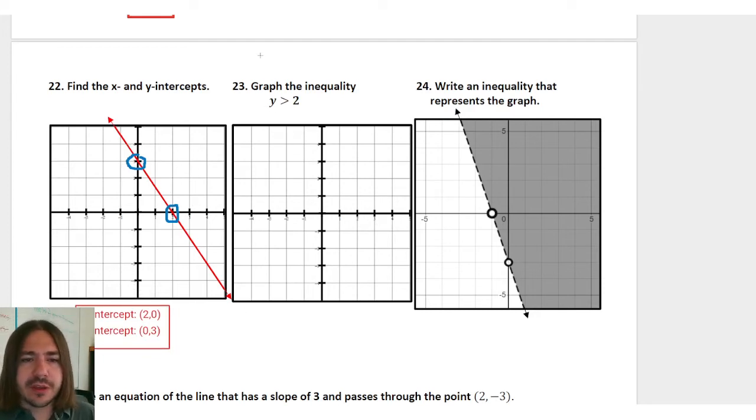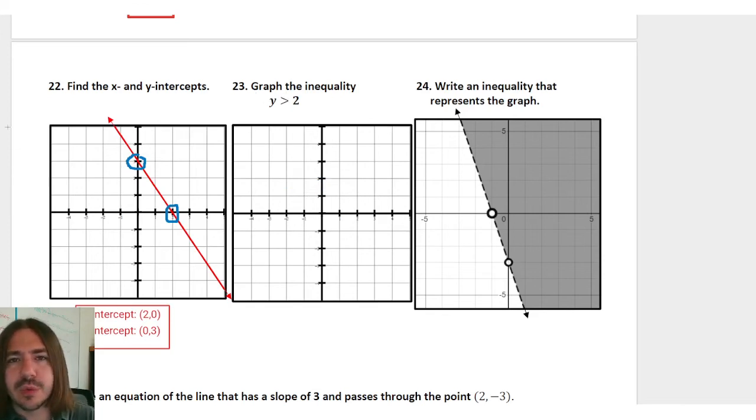Number 23, graph the inequality y is greater than 2. So the line that we're going to draw is going to be a horizontal line, like if we were to graph y equals 2, it would just be like this line right here. Now, I'm not going to graph that yet because this is actually a greater than 2, not equal to.